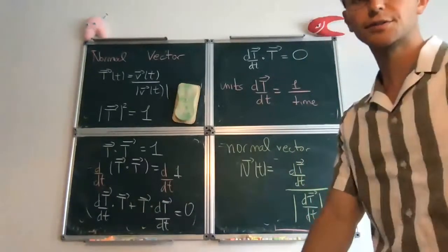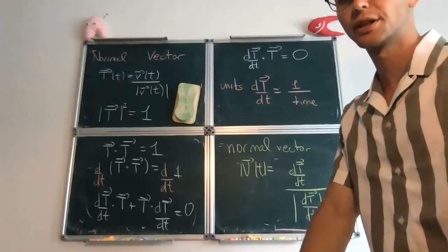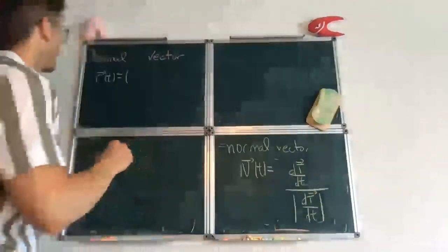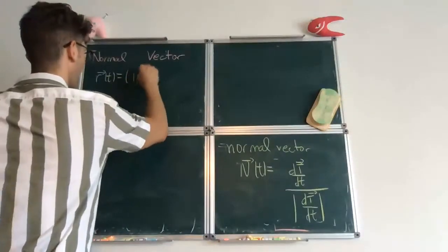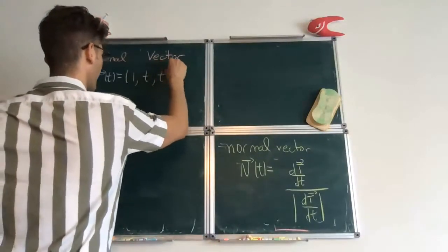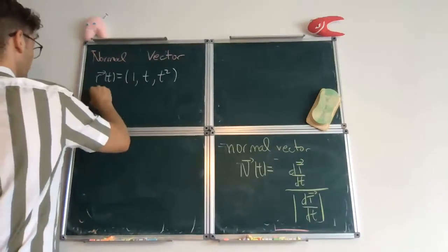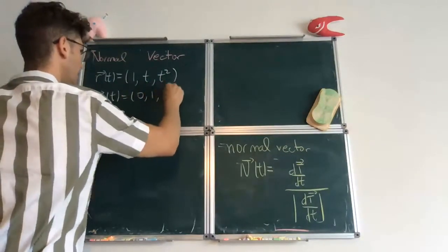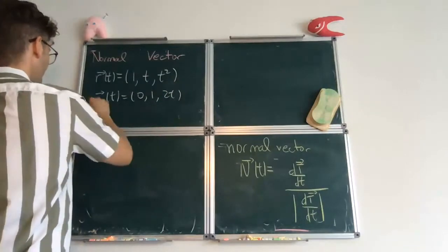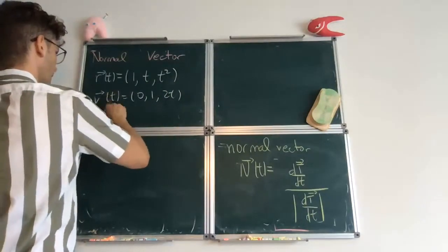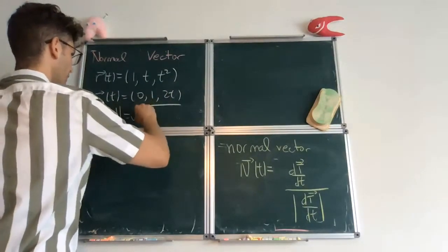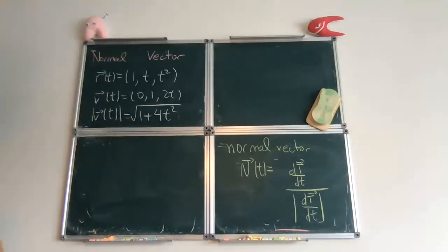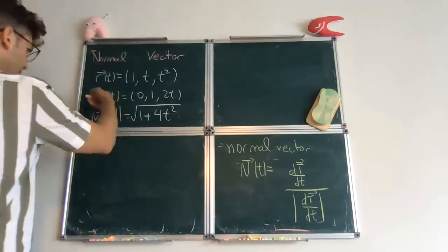Okay, so let's do an example to see how this looks. Now let's find the normal vector of the following trajectory. So the velocity is 0, 1, 2t. The speed is the square root of 1 plus 4t squared. The tangent vector is velocity over speed.